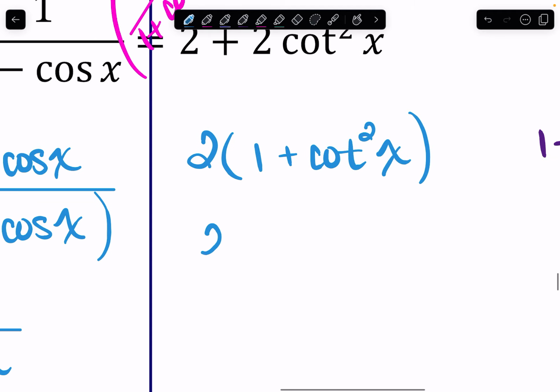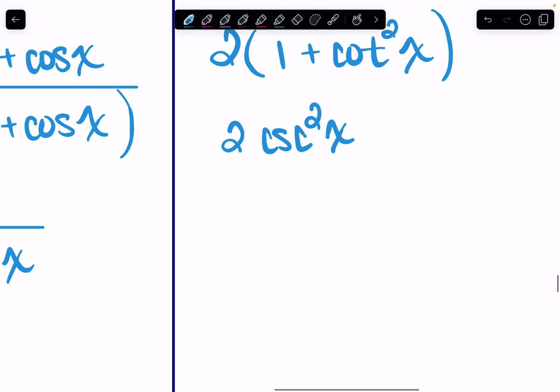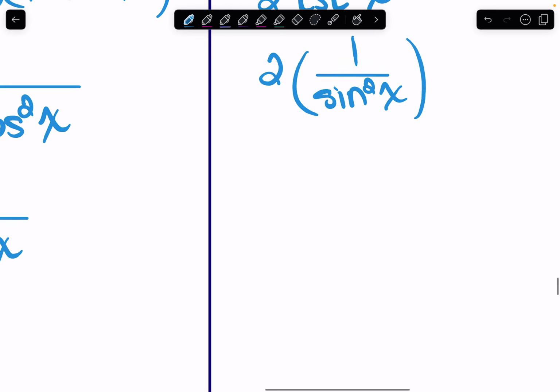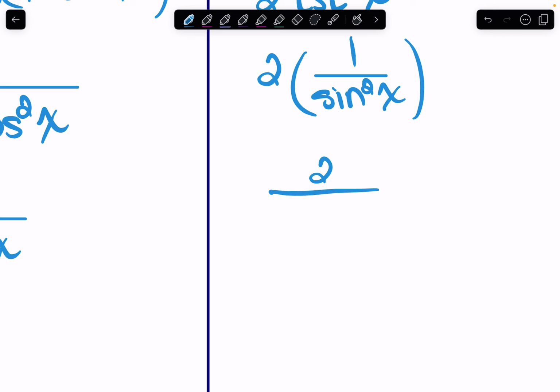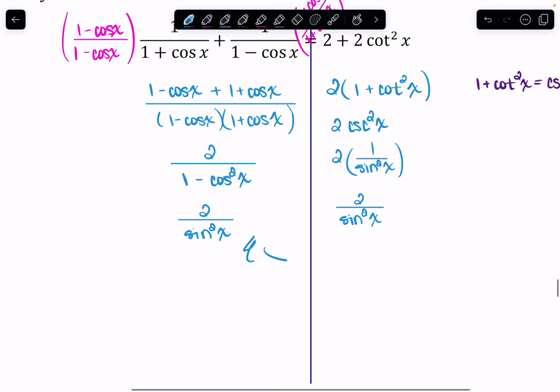So that's going to be 2 times cosecant squared. Well, the reciprocal of cosecant is sine, so that's going to be 2 times 1 over sine squared of x. And will I just simply slide that 2 into the numerator? 2 over sine squared x. And we have met in the middle and agree.